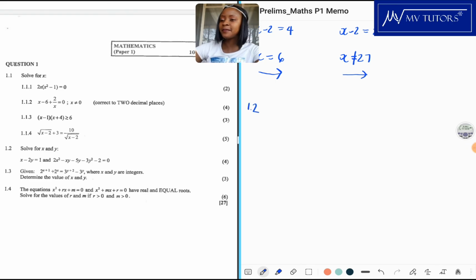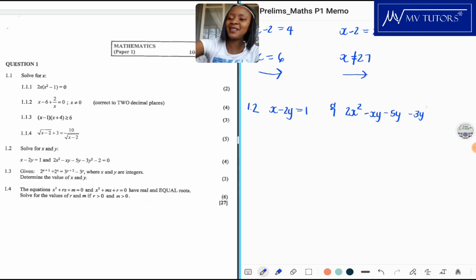Now let us see. I have x minus 2y is equal to 1. And then I have, what a long one, 2x squared minus xy minus 5y minus 3y squared minus 2 is equal to 0. So we are going to write in terms of x. I think it's easier that way. I'm trying to avoid fractions. I'm not going to write it in terms of y because that will force us to divide everything by 2.